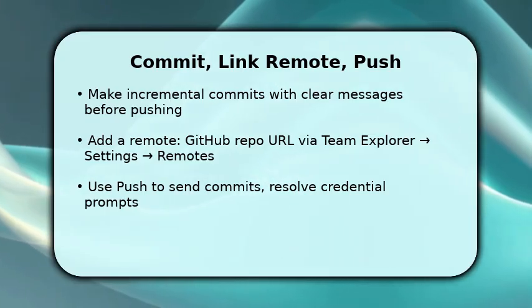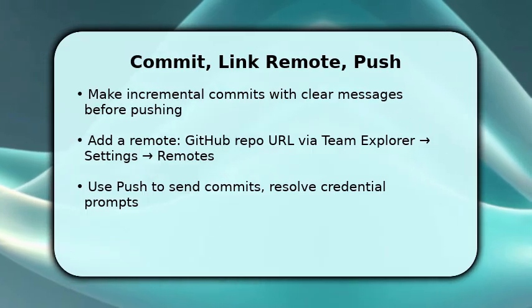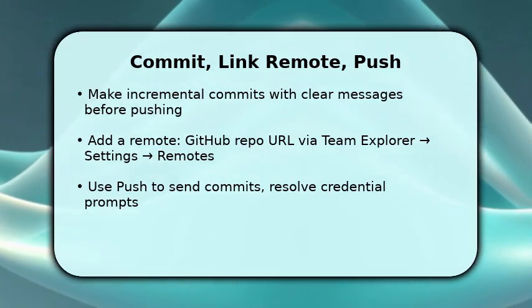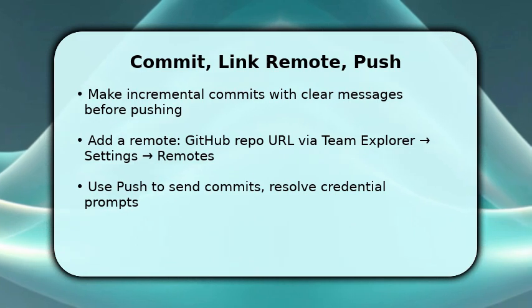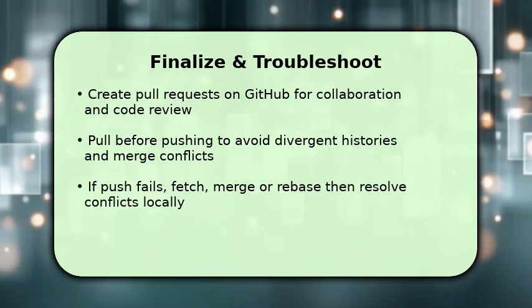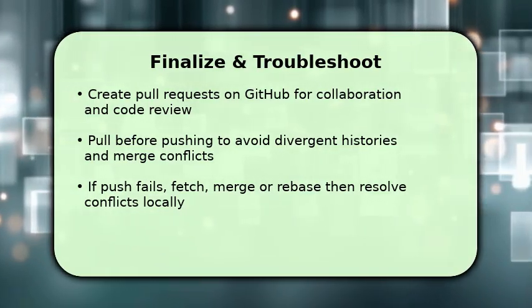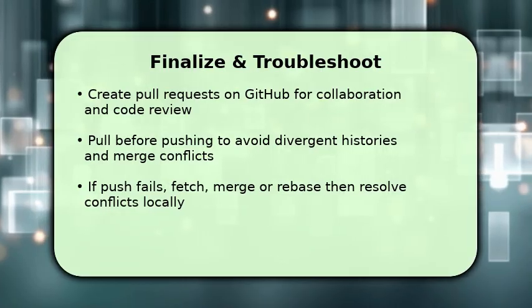If branches differ, create and push a new branch so you avoid overriding remote history, and verify push success in the output window. You finish by confirming the remote shows your commits and optionally opening a pull request for review. This completes the workflow. Make it a habit to pull from origin before starting work so you avoid divergent histories.